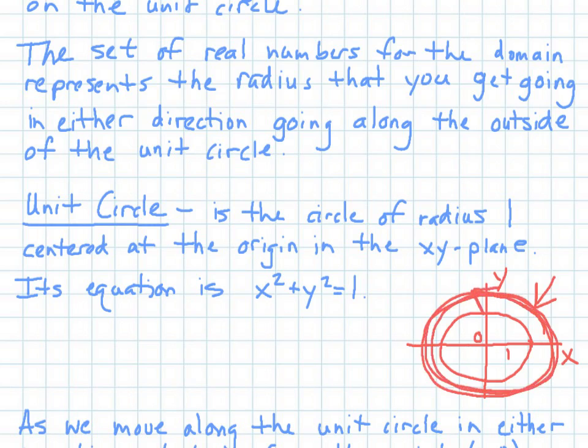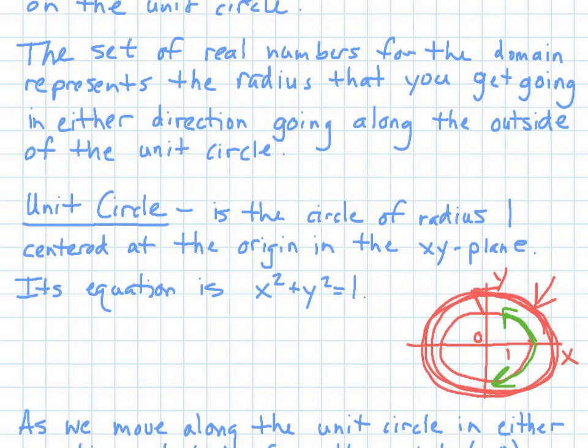The set of real numbers for the domain represents the distance you get going in either direction. Remember, our radius for the unit circle is 1, and we go in either direction along the outside of the unit circle. Remember that going counterclockwise is a positive radian measurement, and going clockwise is a negative radian measurement, just like what we do for our degrees.